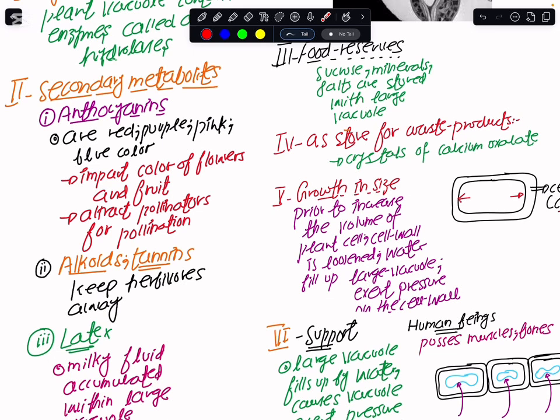Now the other thing is that, as we have seen in the chloroplast, plants have photosynthetic pigments in them, but there are some other pigments, which we will see in terms of the secondary metabolites, that have no role in photosynthesis but have some other roles. In the secondary metabolites, we have anthocyanins, then alkaloids and tannins, and then we have latex.